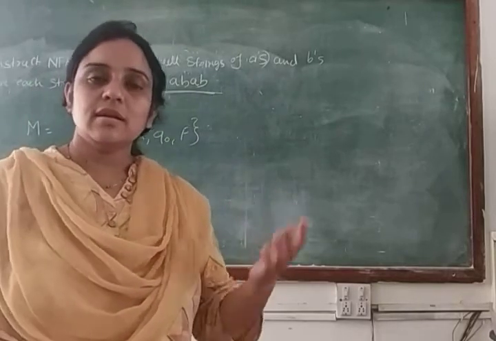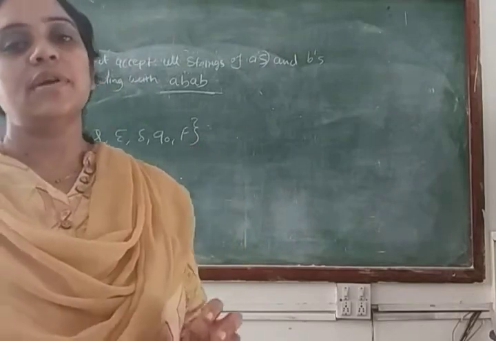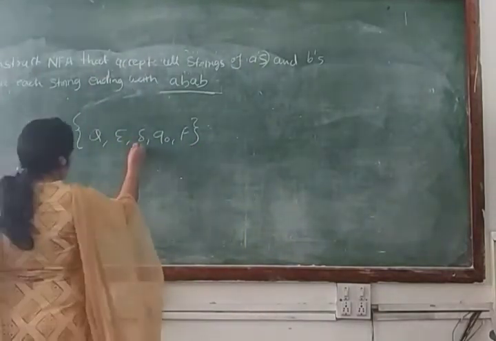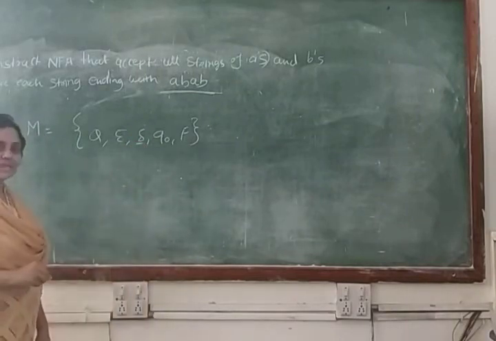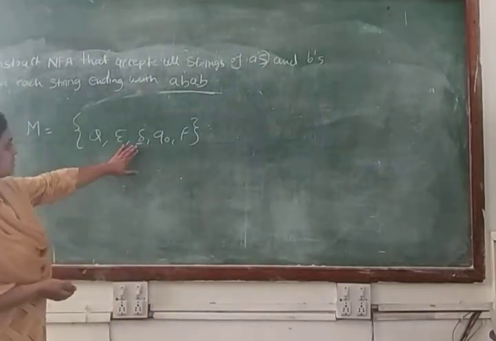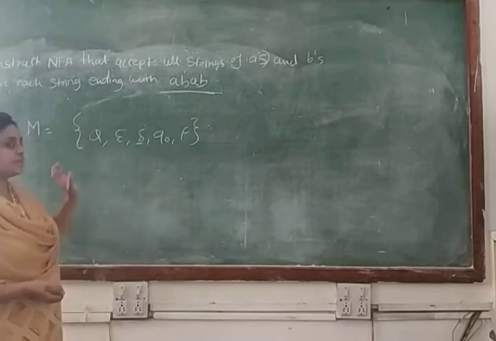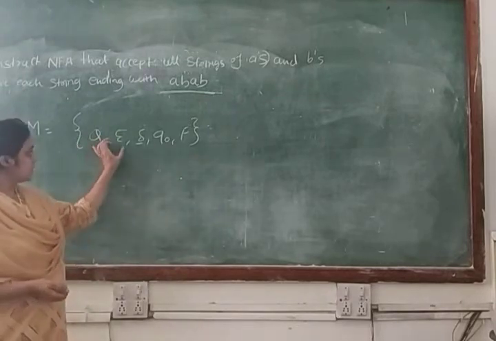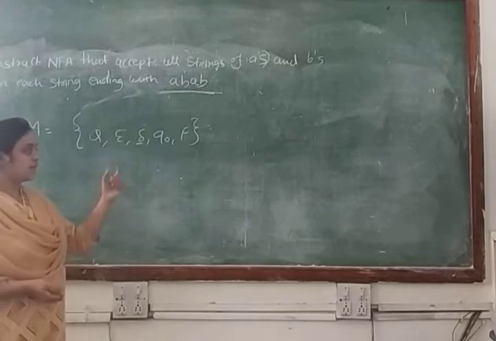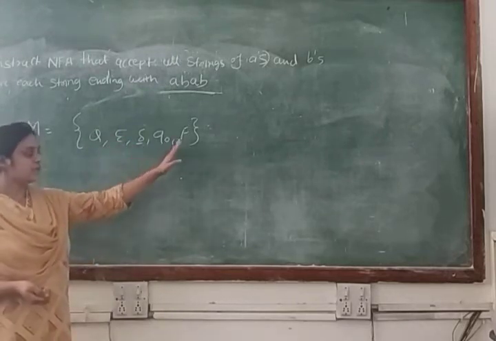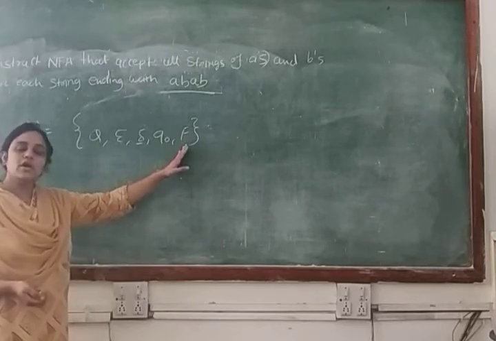As I said earlier, every machine has a different transition function. And what is the transition function? The transition function is represented by the delta symbol. Here you have 5 tuples. Capital Q represents the set of states, sigma represents the set of input symbols, delta represents the transition function of your machine, Q0 is your initial state and capital F is your final state.